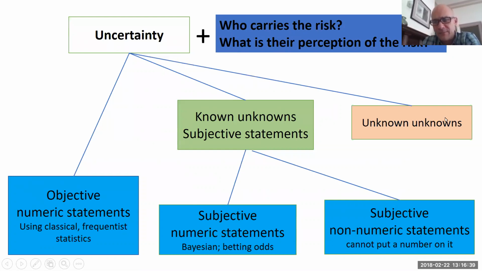And then we have the brown box over here, the unknown unknowns. Donald Rumsfeld was criticized and ridiculed by journalists for talking about the known unknowns and the unknown unknowns. But it's a pretty standard way of assessing uncertainty in risk management. He was just basically describing risk management 101. And then up the top, I've said, always consider who carries the risk and what's their perception of the risk.